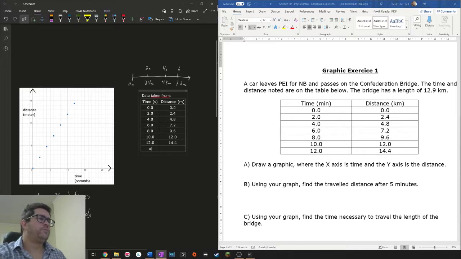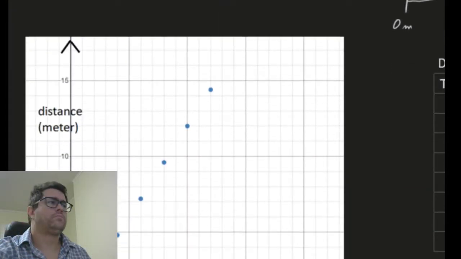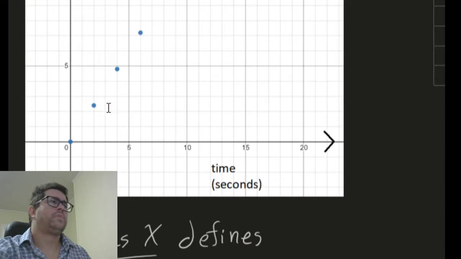Can I do better? So as you can see here, as time goes by, 1, 2, 3, 4, 5 seconds, 6, 7, 8, 9, 10, what happens to y? Well, it depends where the points are. As you increase in time, your y also increases.